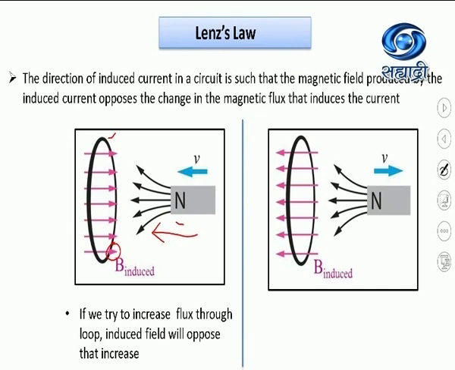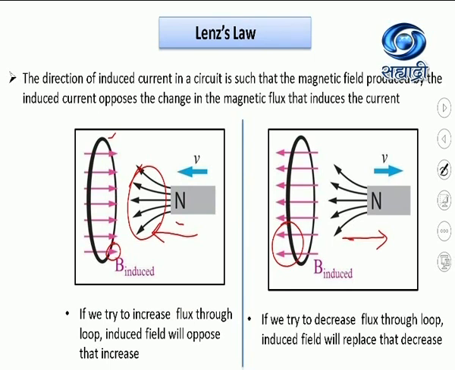Another example, suppose the north pole of the magnet is taken away from the coil. At that time the flux passing through the coil will be withdrawn, it will decrease. So the coil will generate its own magnetic field which will try to oppose this decrease in the magnetic induction. So it will generate its magnetic field which will be in the direction of the original magnetic field due to the magnet. So in doing so, it will generate EMF, and that's why induced current will flow through the coil. So if you try to decrease the flux through the loop, the induced field will oppose that decrease.